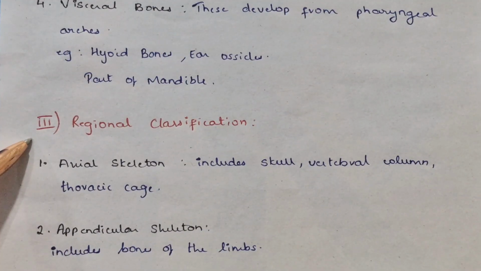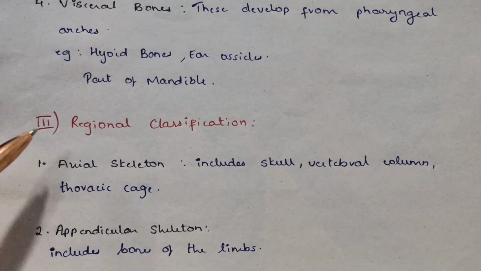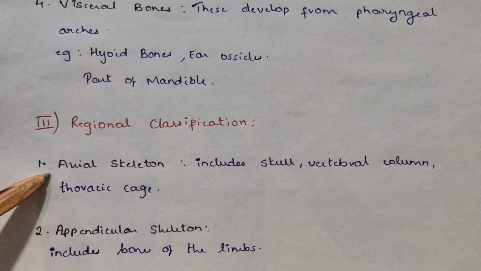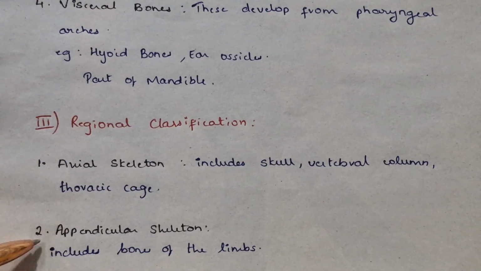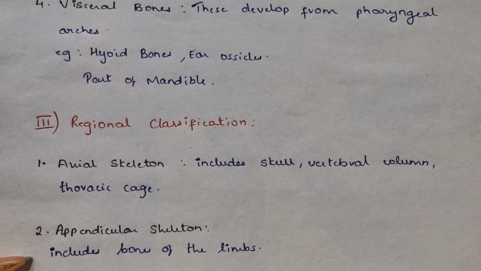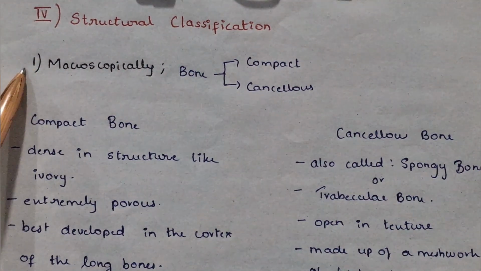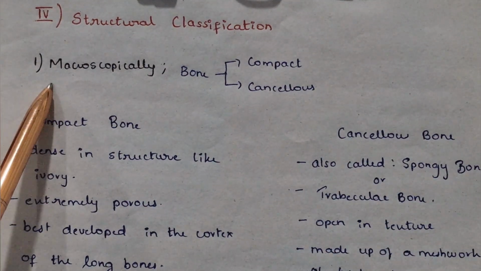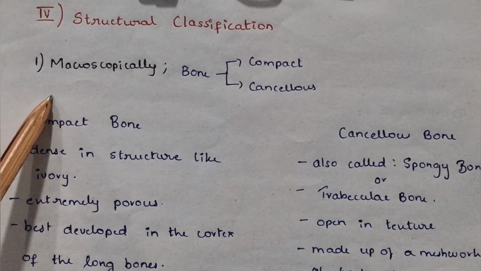The third classification is the regional classification. Under this, we have axial skeleton, which includes skull, vertebral column, and the thoracic cage, and the appendicular skeleton, which includes bones of the limbs. The fourth classification is structural classification. Macroscopically, the bone can either be compact or cancellous.